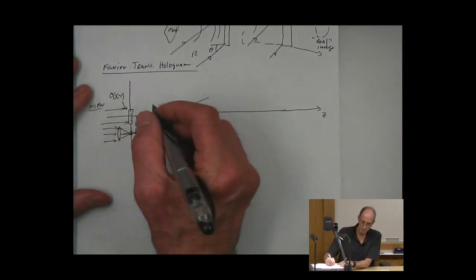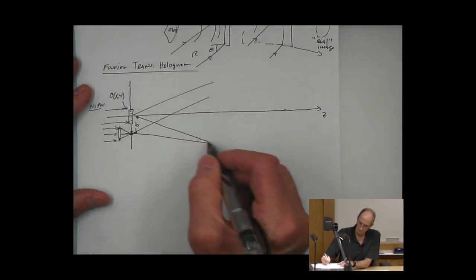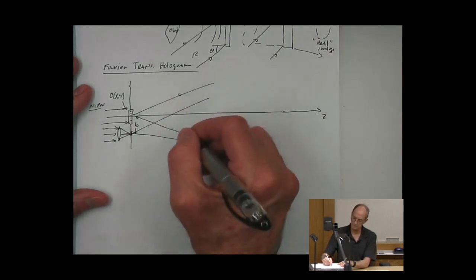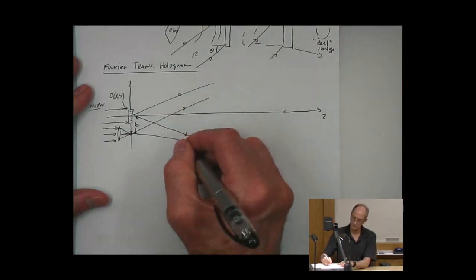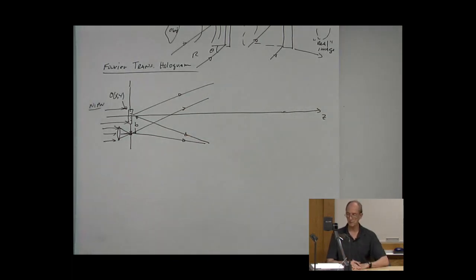And this field here also, we're going to get some expansion out here from the object transparency. So we have those waves coming out. And so what we want to do now is to make a recording of the Fourier spectrum of that object wave. So what should we do here?